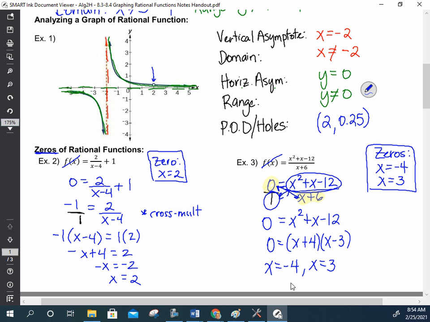So just in case you forgot, zeros are the same thing as x-intercepts. These are points that would be on the x-axis. So if these were to be graphed, negative 4 would have a point on it, and so would the 3. Zeros are points on the x-axis. Any questions before we continue on?